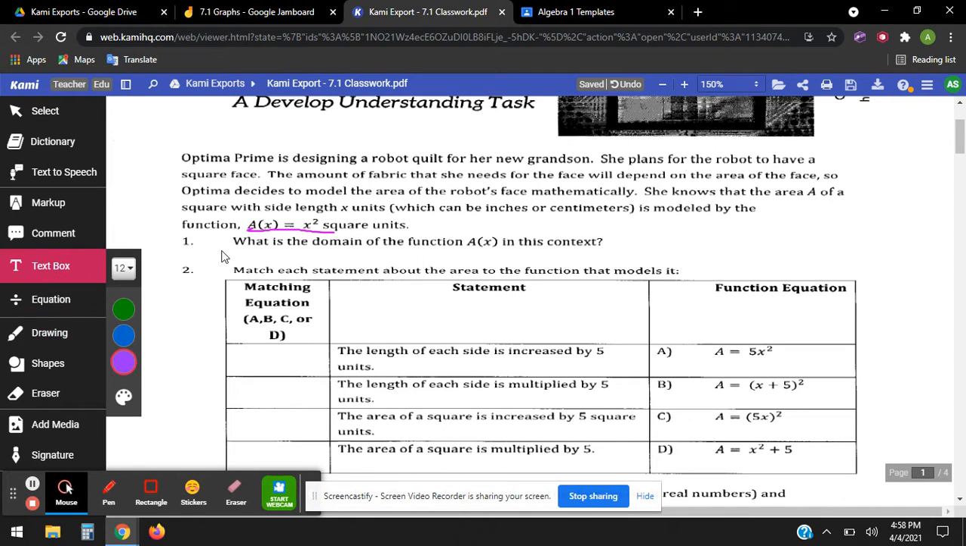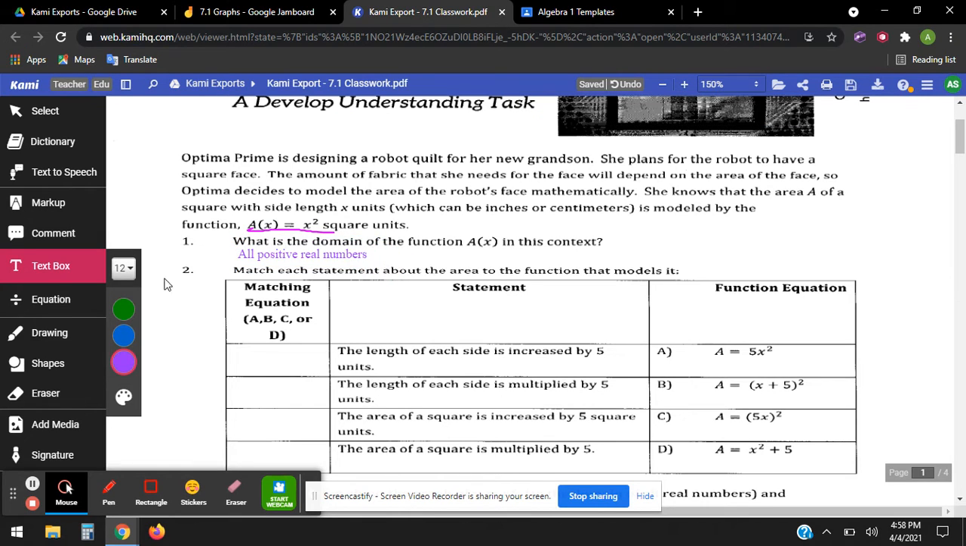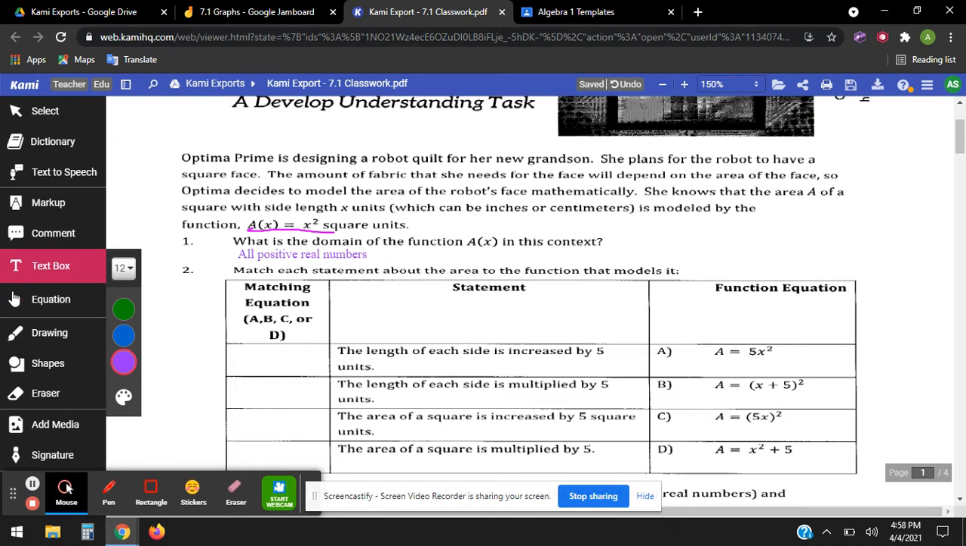Well, we know that if it's a square quilt, we can use real numbers because we can have partials, but we also know they have to be positive. So all positive real numbers. And so we can write that. We can also put it in an interval form. Oh, we've got to do it as an equation. So we can use the infinity symbol. But I might just write it.